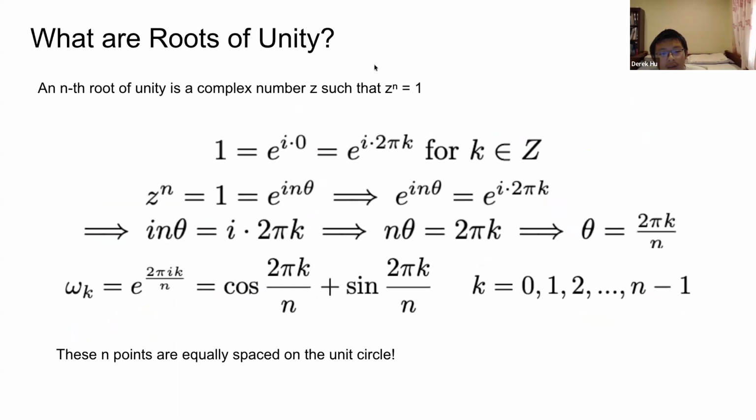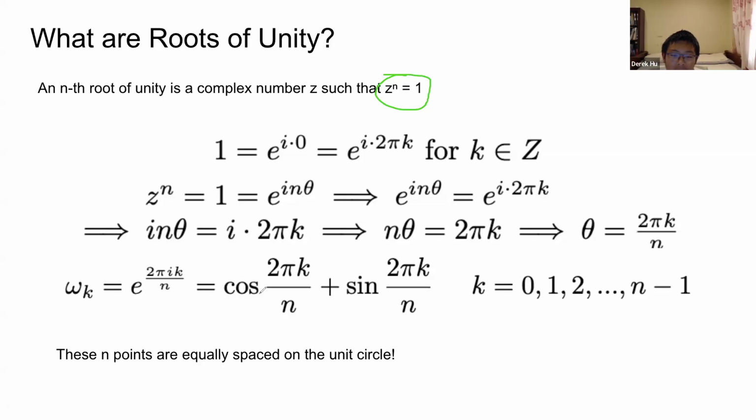Alright, now we'll be talking about the roots of unity. So what are roots of unity? Well, an nth root of unity is a complex number z such that z^n is equal to 1. Basically, they're just complex numbers that satisfy this equation.